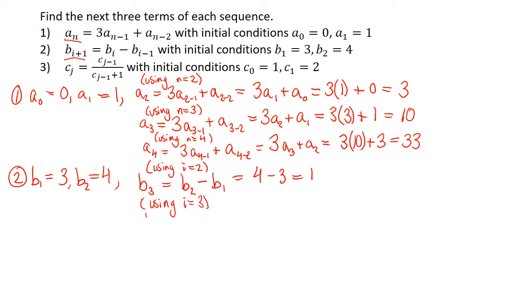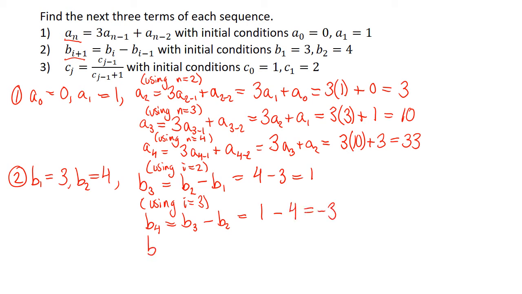And then if I want to get B4, then I need to use I equals 3. So when I plug in I equals 3 to those subscripts, this becomes B4, it's I plus 1, and then this one will be just B I, that's B3, and then B I minus 1, I minus 1 is 2. Okay, so this will be, let's see, I just did B3, that was 1, and then B2 was given, that was 4, so this is negative 3.